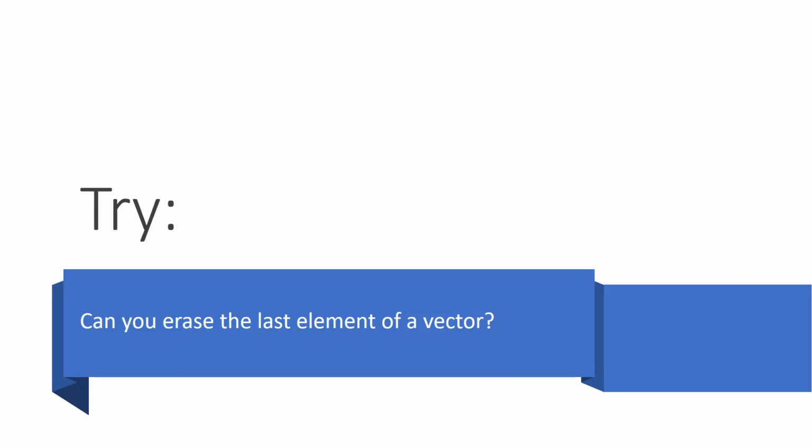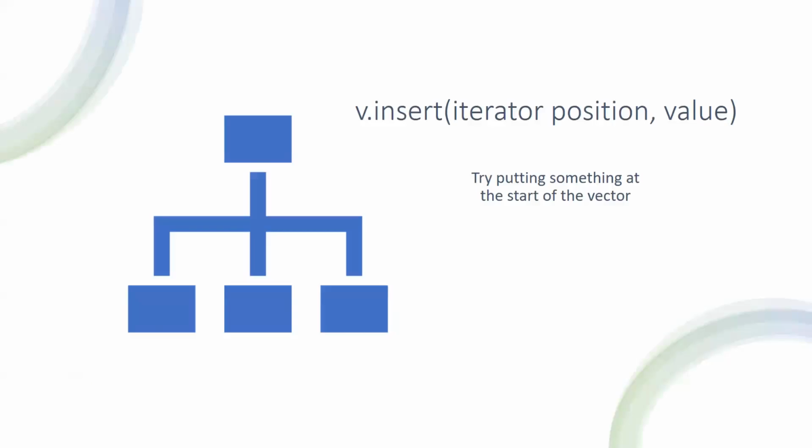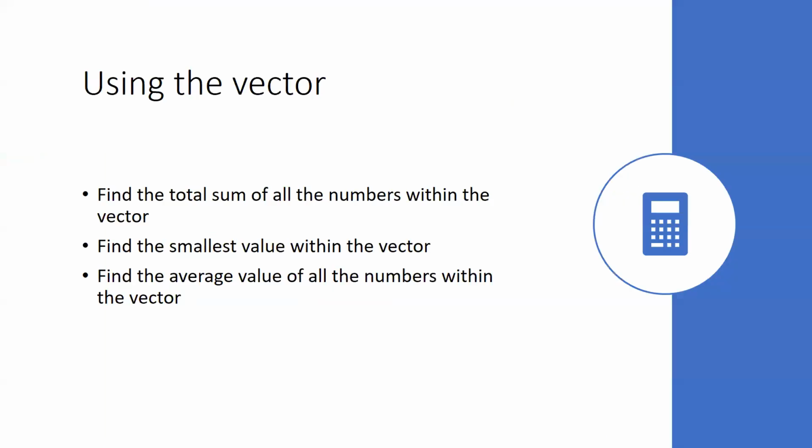So on your own, I want you to think about it. How can you erase the last element of a vector? Hopefully that should be pretty straightforward, right? And what about if you're actually inserting in the middle of a vector? Well, it'll be the same exact concept, right? We would use insert, right? And we would insert at a specific iterator position and a value, right? So what if you try to put something in at the start of a vector, right? I'll leave it to you to give it a whirl and see what happens, okay?